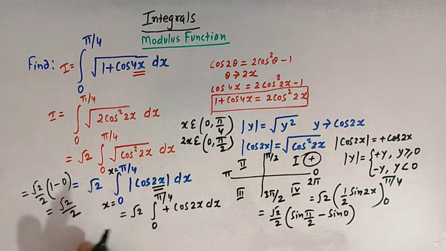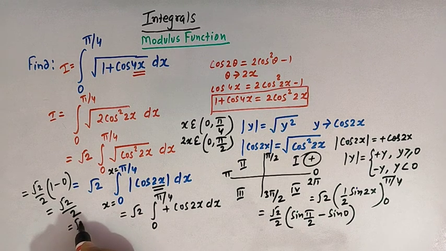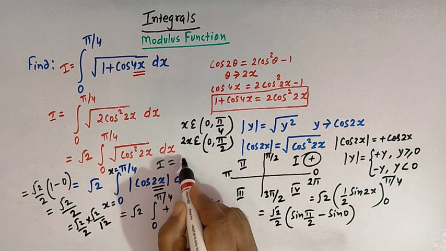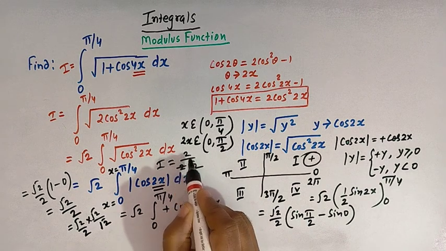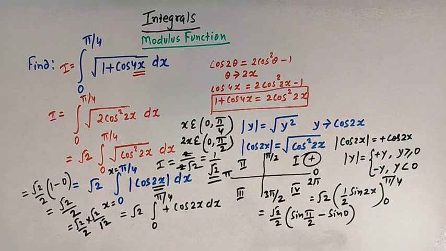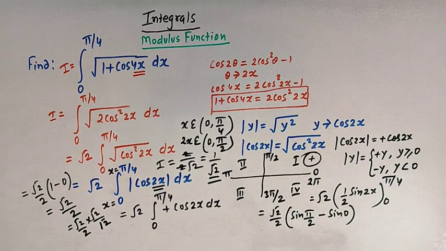Now if we rationalize this expression, we get root 2 over 2 times square root 2 over 2. So we have I is equal to root 2 times root 2, which is 2, over 2 root 2. So 2 and 2 get cancelled, and we are left with 1 over square root of 2. So the value of this integral is 1 over square root of 2. So viewers, this is how, by making use of different concepts from trigonometry and the theory of functions, we can solve these types of integrals.